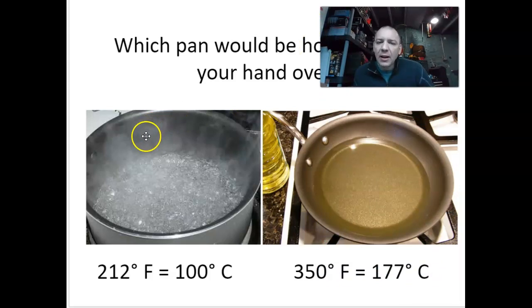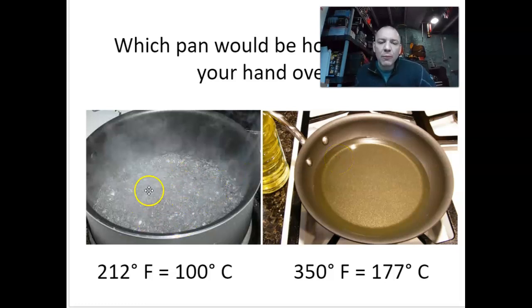You could have a pan. Which pan would be hotter to hold your hand over? So you could hold your hand over the boiling water, which is at 212 degrees Fahrenheit, or you could hold your hand over a pan of hot oil, and oil can actually be much hotter, 350 degrees Fahrenheit. And probably most of you know that the hand feels hotter over the boiling water than it does over the oil. And why is that if the oil is hotter?